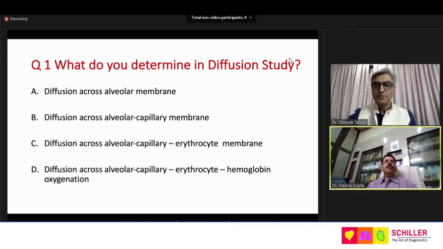Yes, the question is, what do you determine in a diffusion study? It is diffusion across the alveolar membrane, or diffusion across the alveolar capillary membrane, or diffusion across the alveolar capillary erythrocyte membrane, or diffusion across the alveolar capillary erythrocyte hemoglobin oxygen. Please put up your answer in the poll.